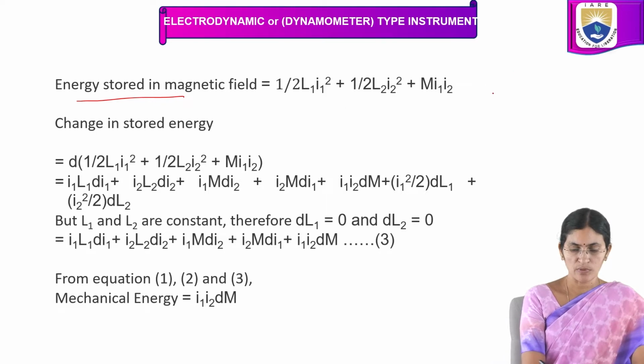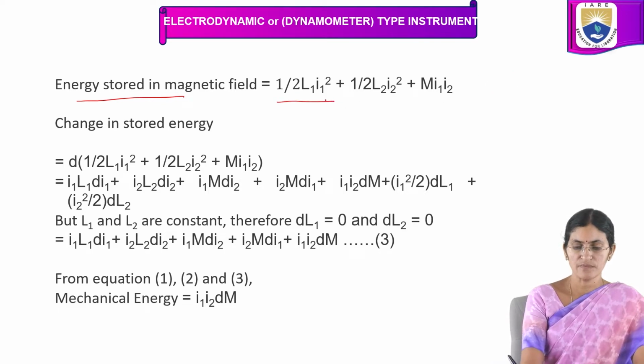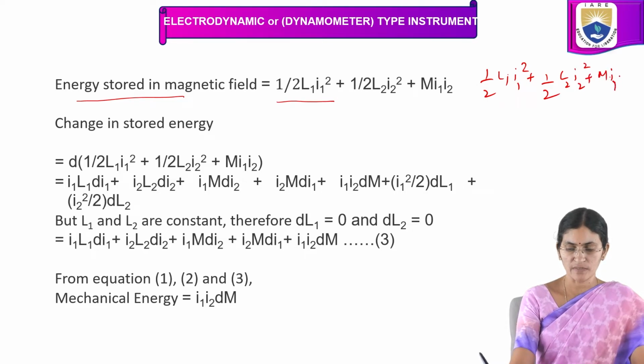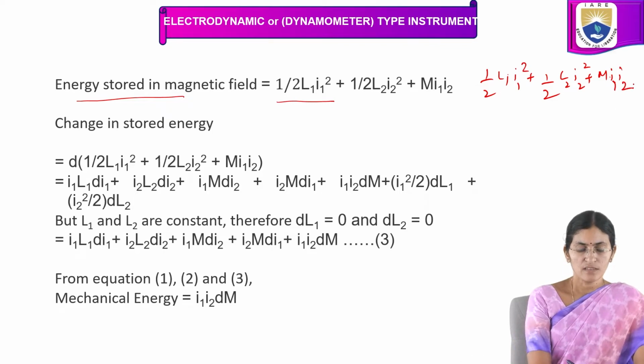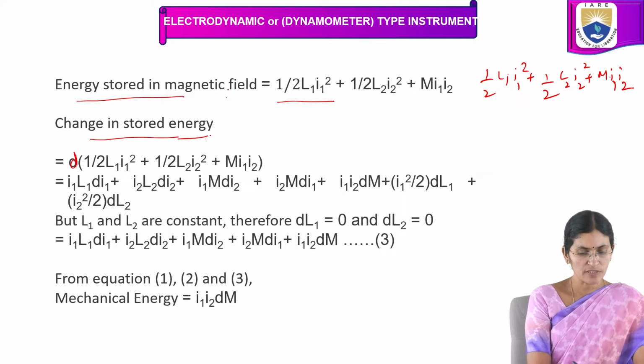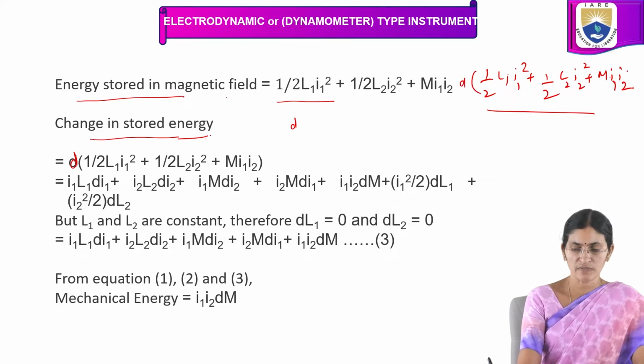Since there are two coils, we have half L1 I1 square plus half L2 I2 square, and we have to consider the mutual inductance also, so M into I1 into I2. Now, change in stored energy. For us, we can consider a small change in stored energy. So this energy is given by d of the energy stored in the magnetic field. So d of this equation we can write.